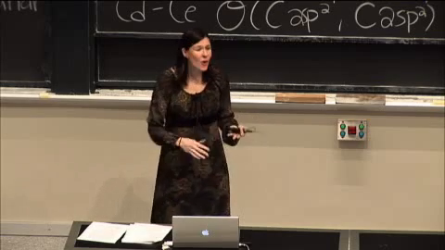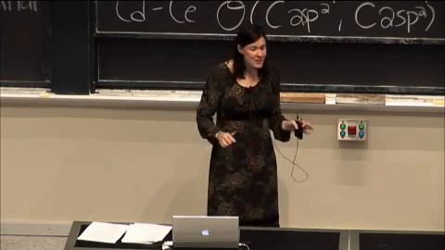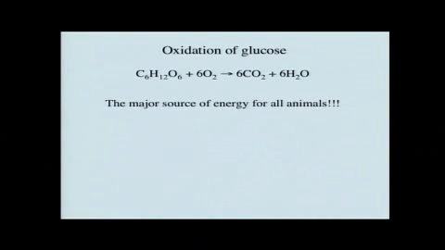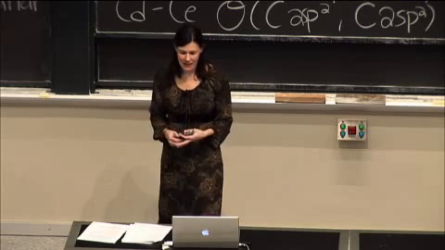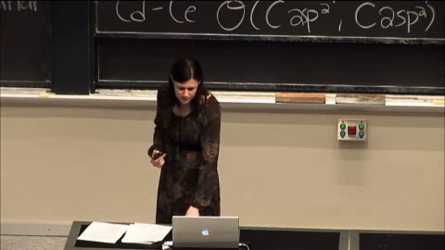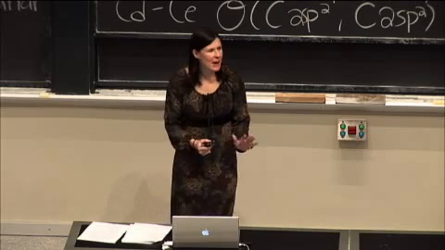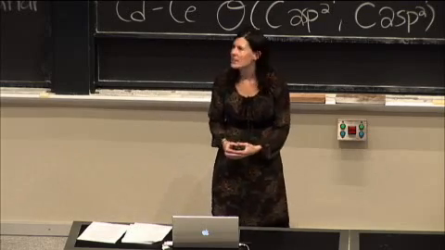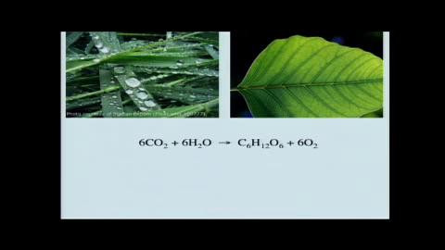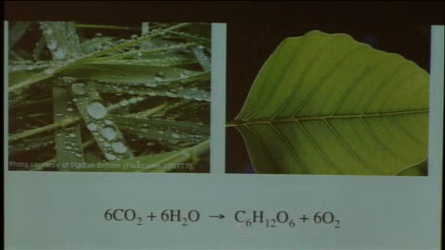But the other reason you always see this reaction is because it's an incredibly important reaction. The oxidation of glucose is going on all the time in our body. This is our main source of energy for all animals. So let's think a little bit about why this reaction is so important and so prevalent. It turns out that if we're talking about plants, plants do the reverse reaction. So plants take carbon dioxide and water and they turn it into glucose, or energy for us, energy stored in the bonds of glucose, plus oxygen.